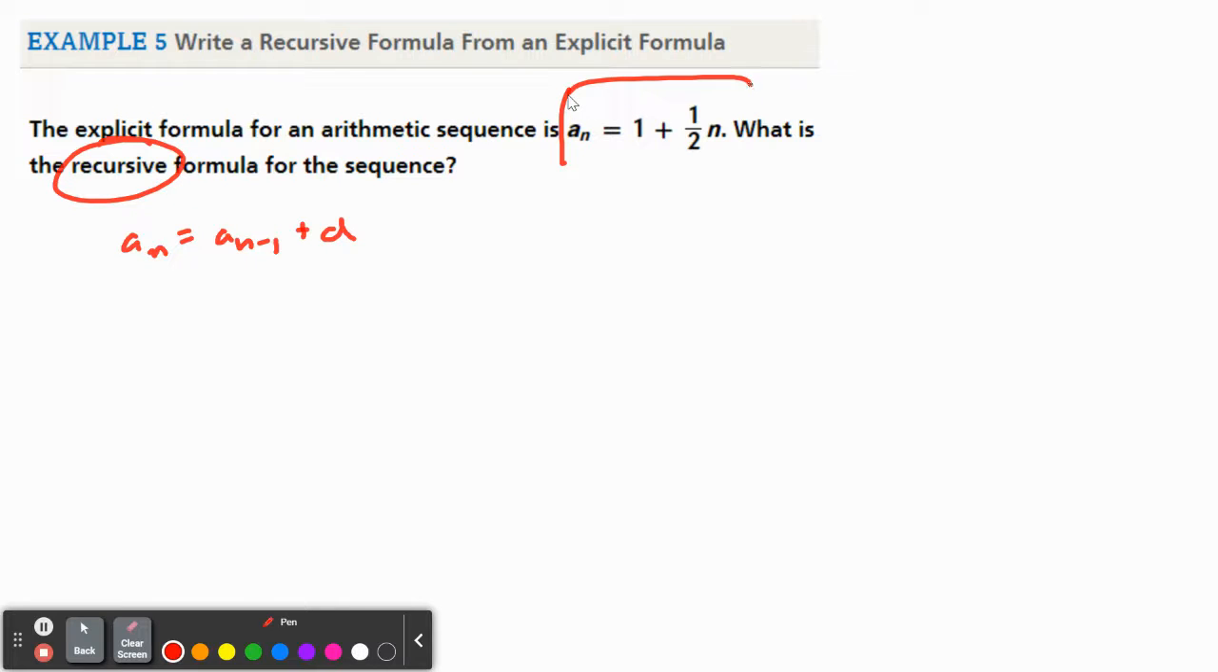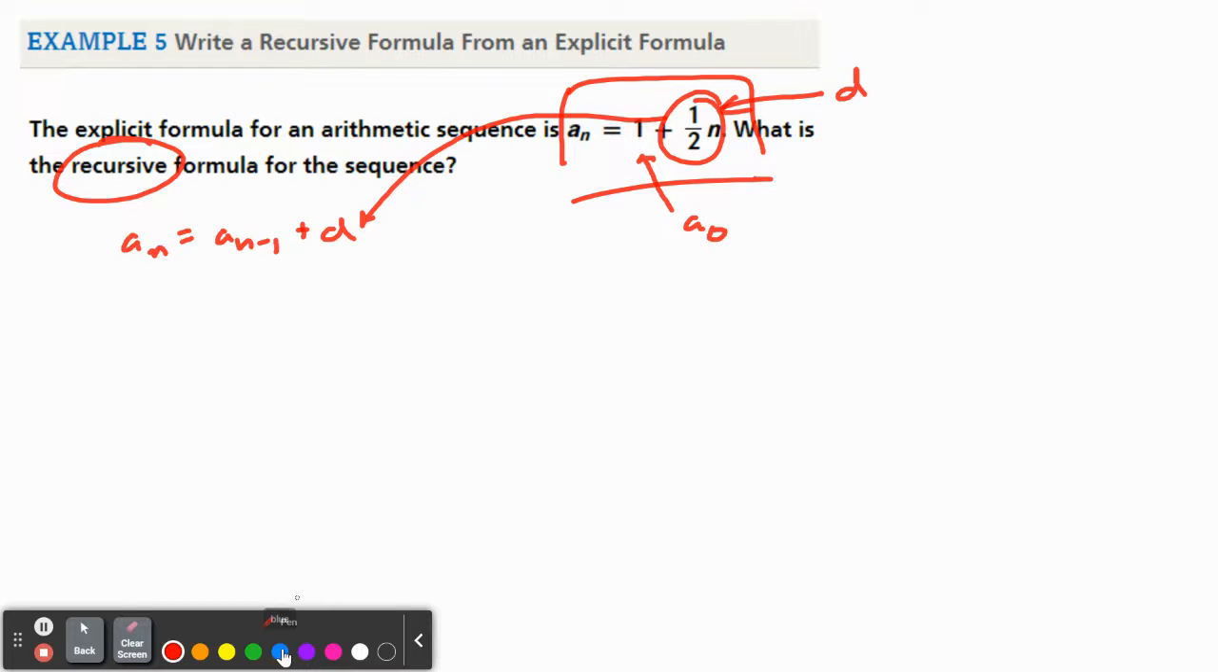So this right here, this is the explicit formula, but it's in slope intercept form. So this 1 here is actually the 0th term, right? And this 1/2 here is the common difference. I don't really care about the 0th term, right? I care about the common difference. So I just plug that 1/2 in place of d. Now, the issue is that when they ask you for the recursive formula, they also want the first term.